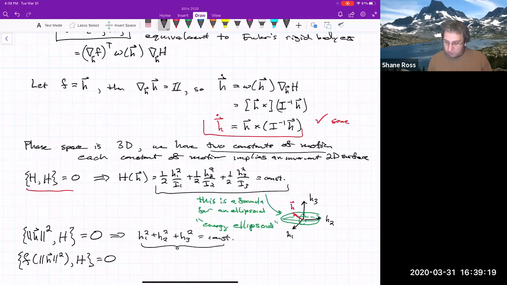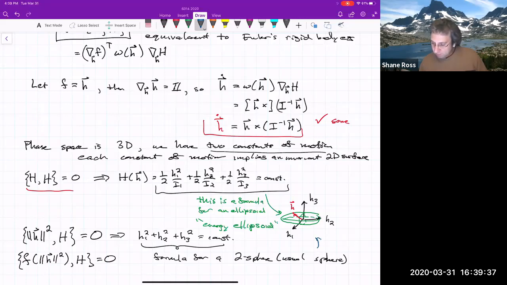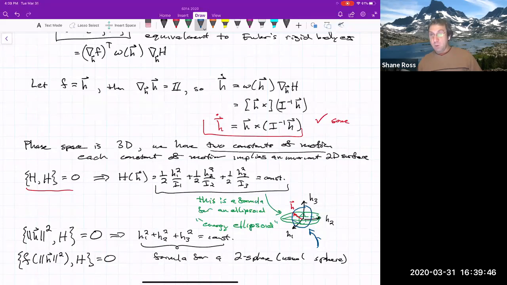Well, this is the formula for a sphere, a two-sphere. The usual sphere. Maybe I'll draw that in blue. Since this one's defined by momentum, we could call this the momentum sphere. So that means the red vector of the angular momentum has to be where the momentum sphere and the energy ellipsoid intersect.